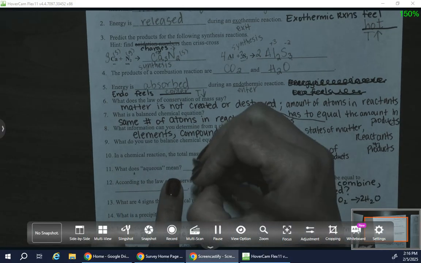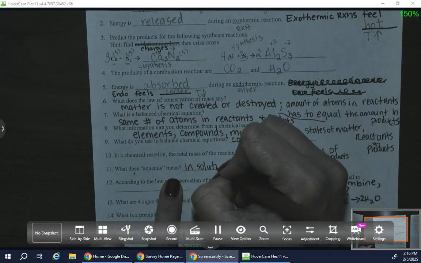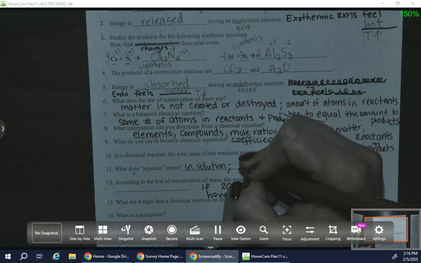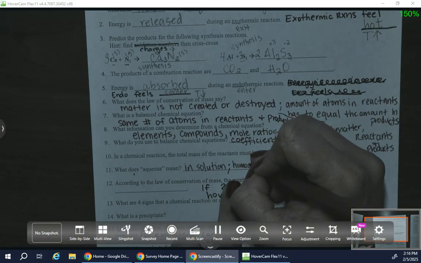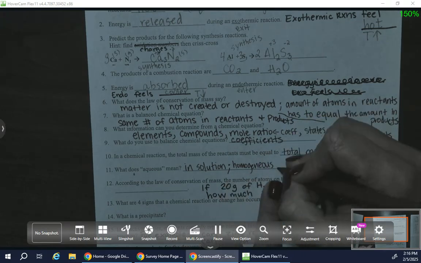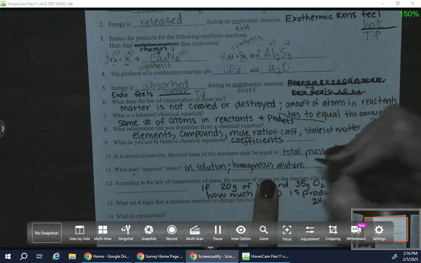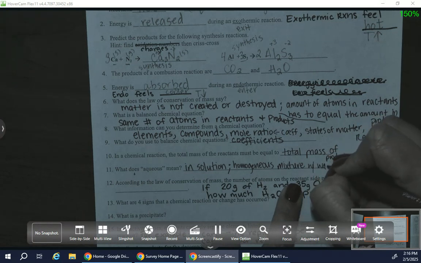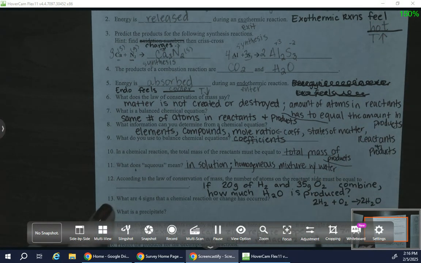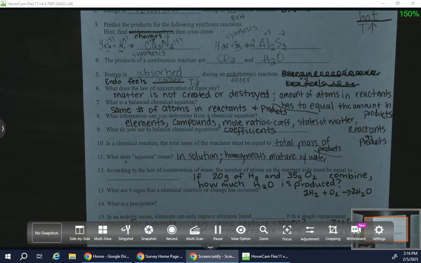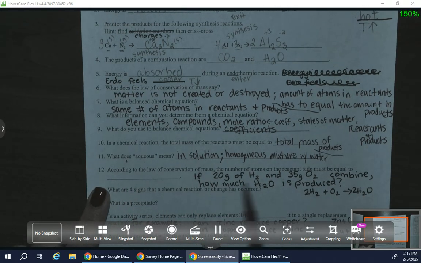What does aqueous mean? It means in solution or homogeneous mixture with water. Dissolved in water is another way to describe that. Remember, everything that is seen in your chemistry class usually that you guys define as or call chemicals, those are all aqueous. We don't put liquid very often. Liquid is reserved only for water. And then melted substances.